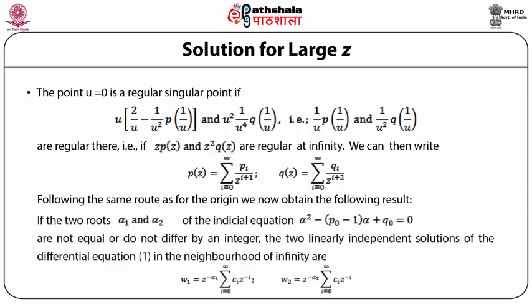If the two roots alpha 1 and alpha 2 of the indicial equation alpha square minus (p naught minus 1) times alpha plus q naught equals 0 are not equal or do not differ by an integer, the two linearly independent solutions of the differential equation in the neighborhood of infinity are w1 is equal to z raised to power minus alpha 1 times summation i going from 0 to infinity ci into z raised to power minus i. w2 will be z raised to power minus alpha 2 times summation i going from 0 to infinity ci into z raised to power minus i.